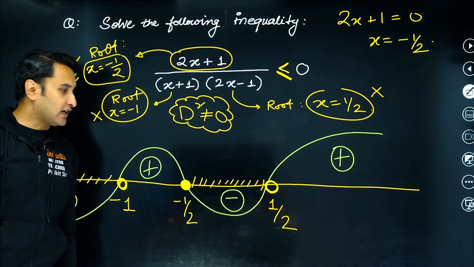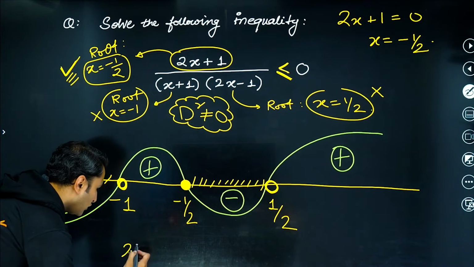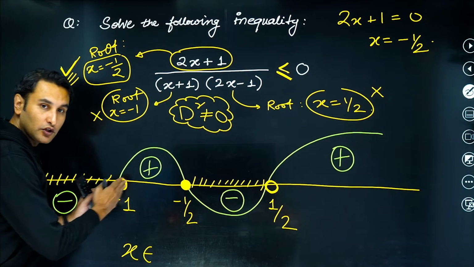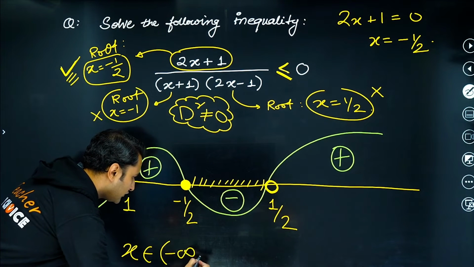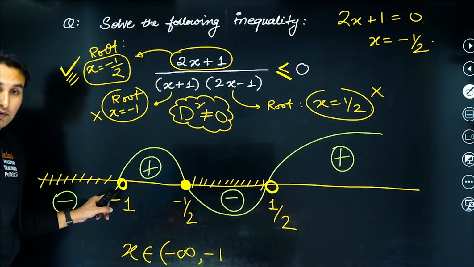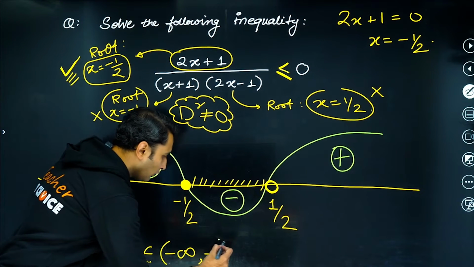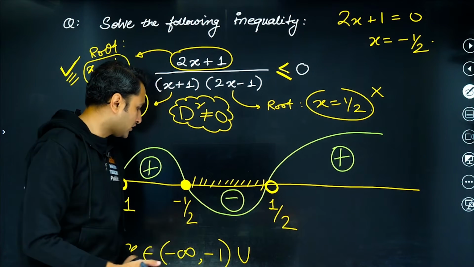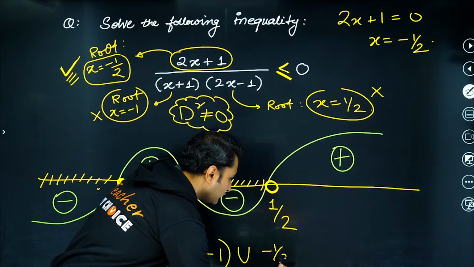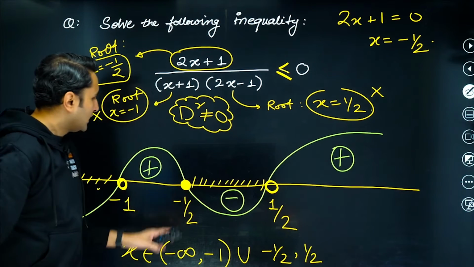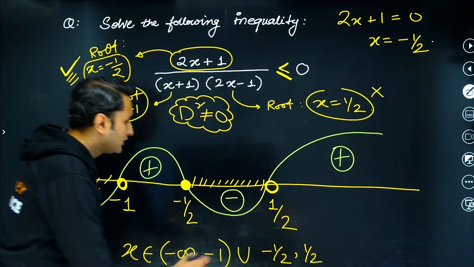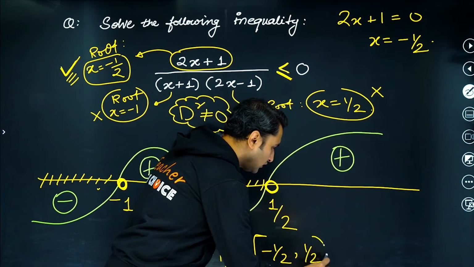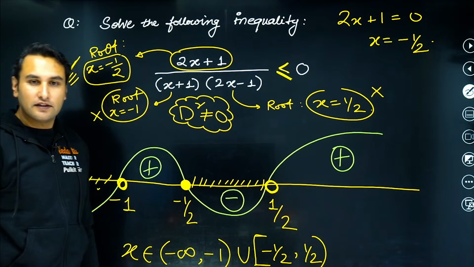Alright. Now, let's start writing the answer. x belongs to, starting from minus infinity, going till minus 1. Minus 1 cannot be included, open. So either x lies in this portion or x lies in this portion, that is minus half to plus half. Minus half can be included, closed bracket, plus half cannot be included, open bracket. That is your answer.